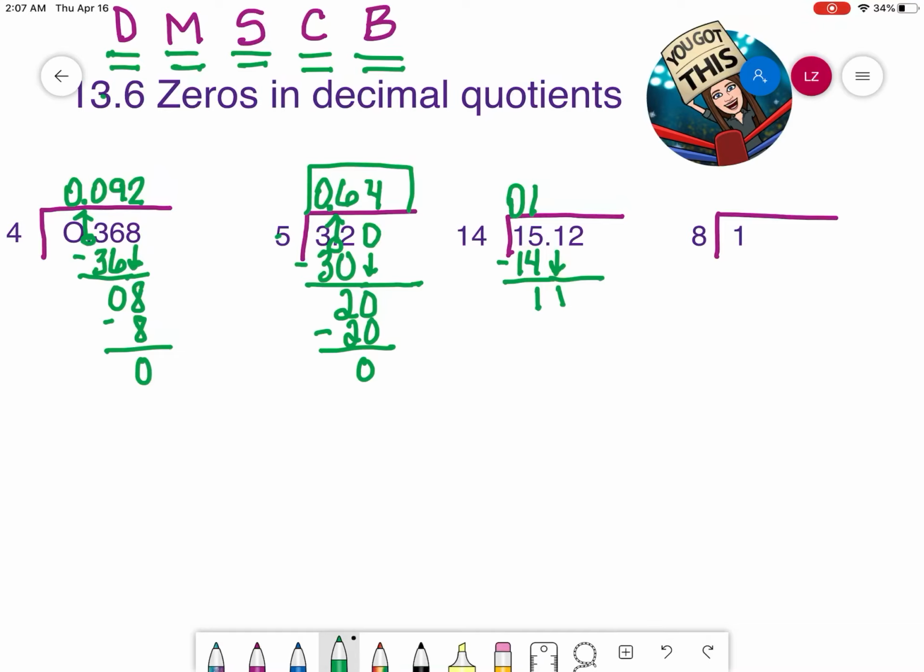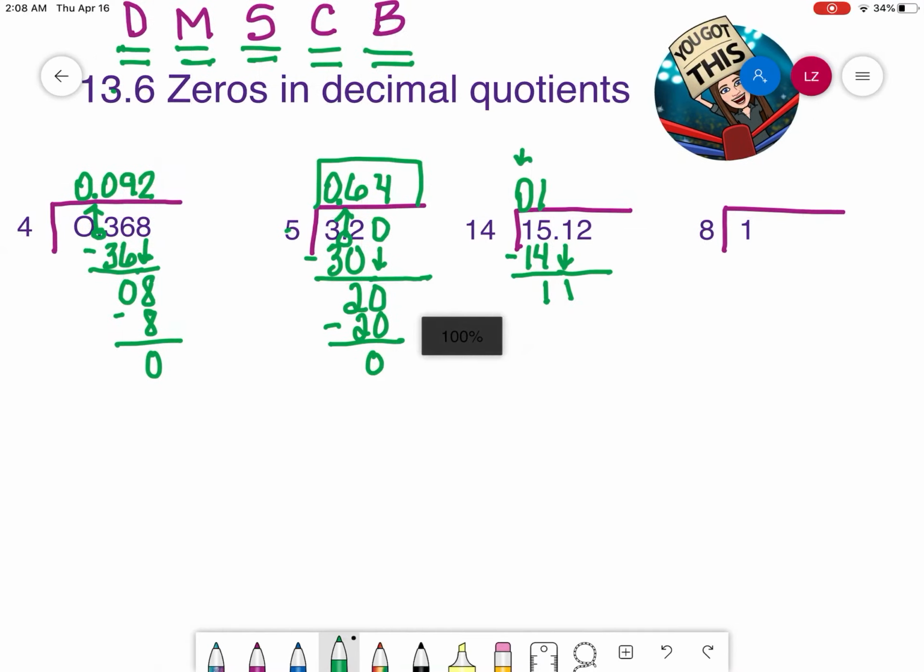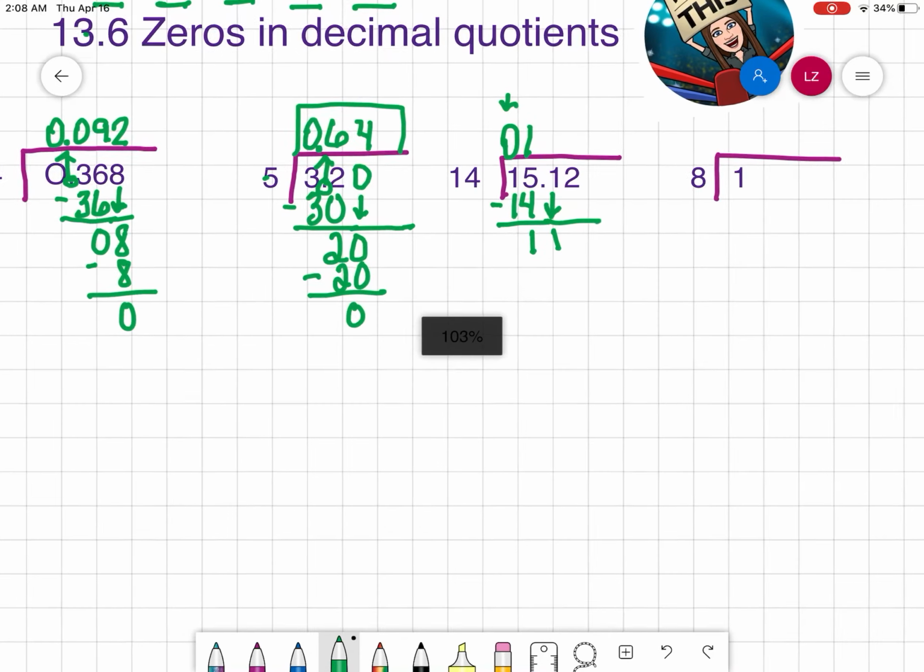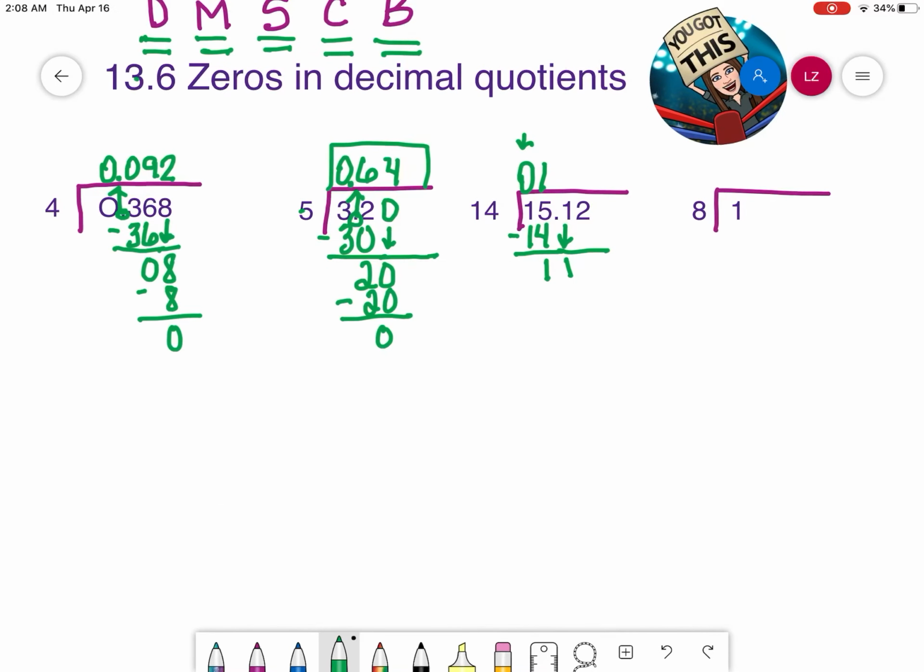Don't get stuck here and confused and not know what to do. You're right, it doesn't go into 11, just like it didn't go into 1 up here. We put this 0 right here. Okay, so now again, 14 does not go into 11. We put a 0 here.